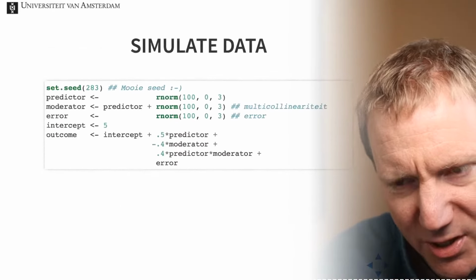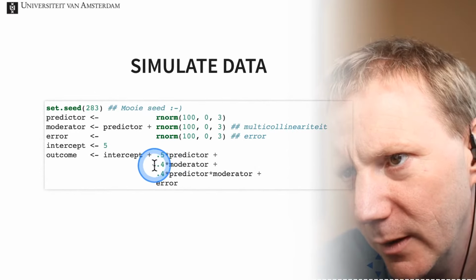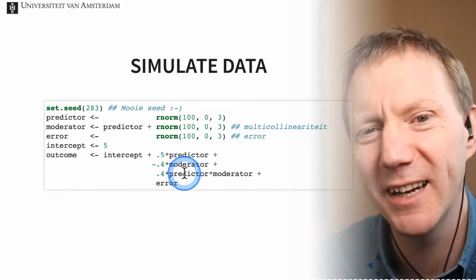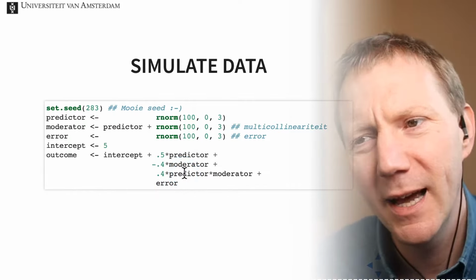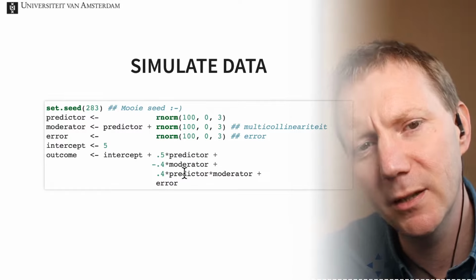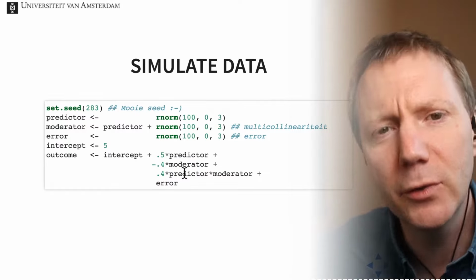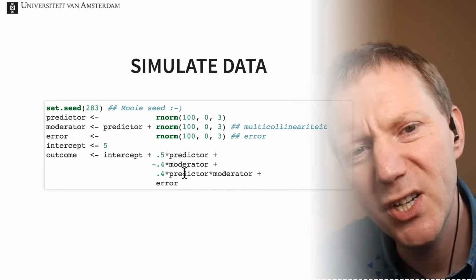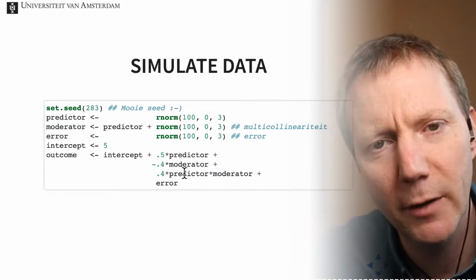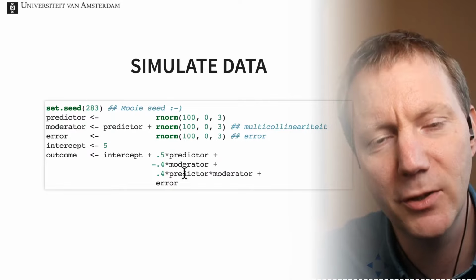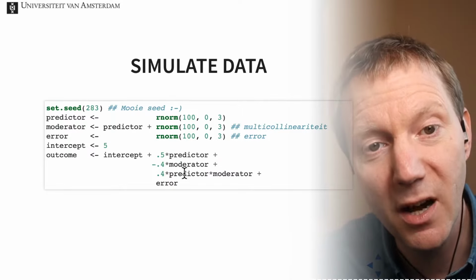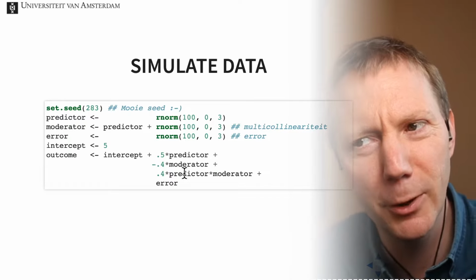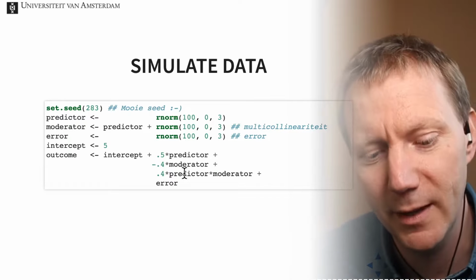The question in the chat is, where did the 0.5 and the minus 0.4 and 0.4 come from? I just made it up. I'm simulating data. I'm putting it in there, and the reason why this is interesting is because you can see if your regression analysis actually is able to recover these parameters that I actually put in here. Because if it's not, then your regression model is not really working. So we can also check if that works out for us.